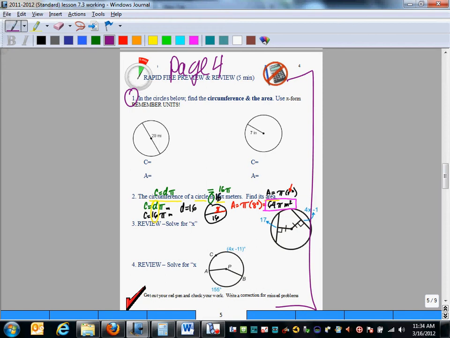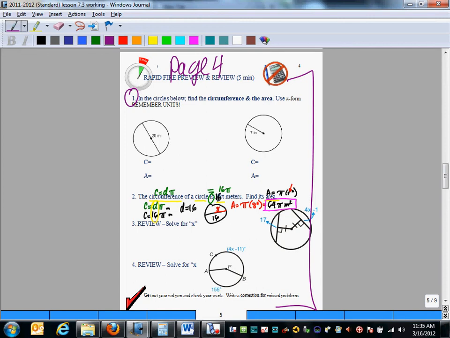So take a look at number 1. How do you find circumference? What's the circumference here? 25 meters. Okay. You're done. That's it. Now, what's the radius? 10. So it's pi r squared. Square 10. 10 times 10 is? Good. So it's 100 pi meters squared. That's how hard that is.